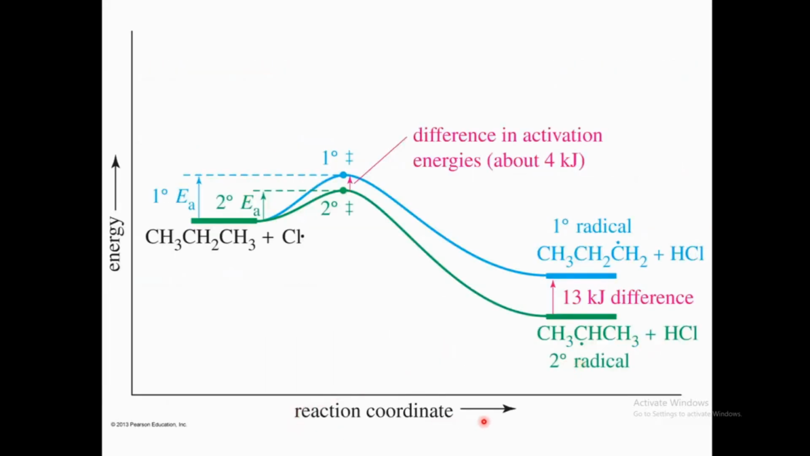So this is the reaction coordinate, and this is the energy profile. So this is the propane which reacts with the chlorine radical, and this is the activation energy barrier for 1 degree hydrogen, and this is the activation energy barrier for secondary hydrogen, and the difference in activation energy is about 4 kilojoule between 1 degree and 2 degree. This is the 1 degree radical, and this is the 2 degree radical. The energy difference between primary and secondary radical is 13 kilojoule per mole.